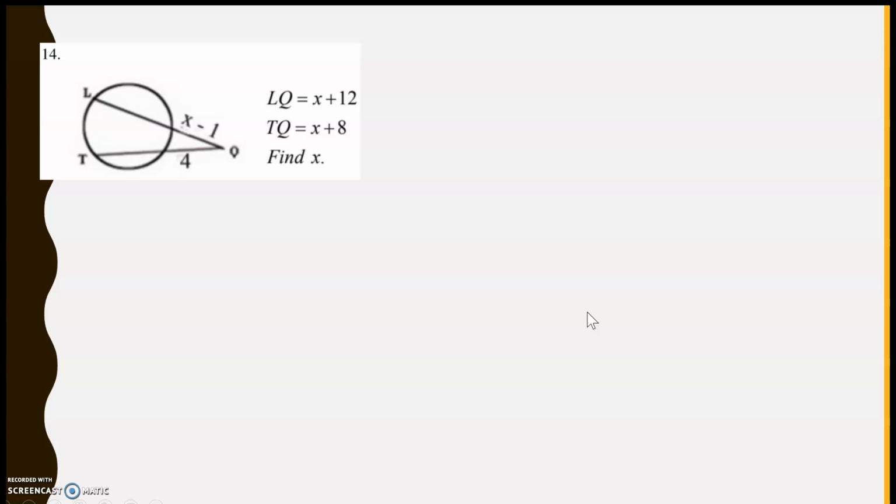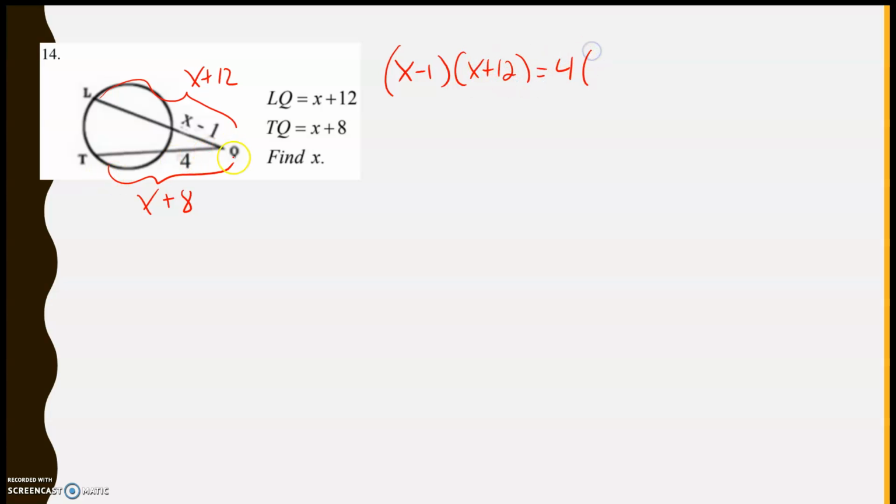And number 14, the length of LQ. LQ is going to be x plus 12. And the length of TQ is going to be x plus 8. Again, I'm going to take my exterior, which is x minus 1, times the whole, and that's going to be x plus 12, and that's equal to my exterior of 4 times the whole, which is x plus 8.